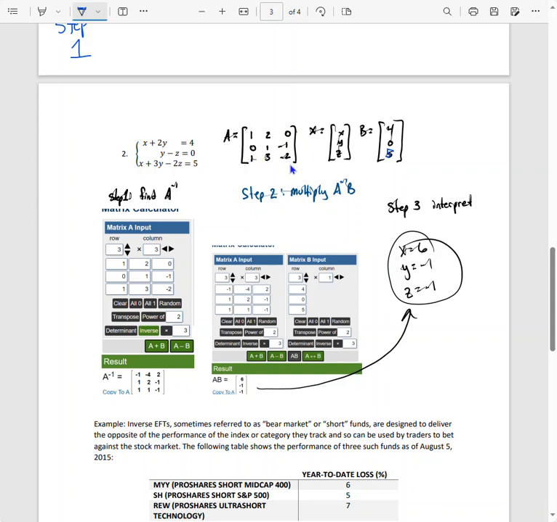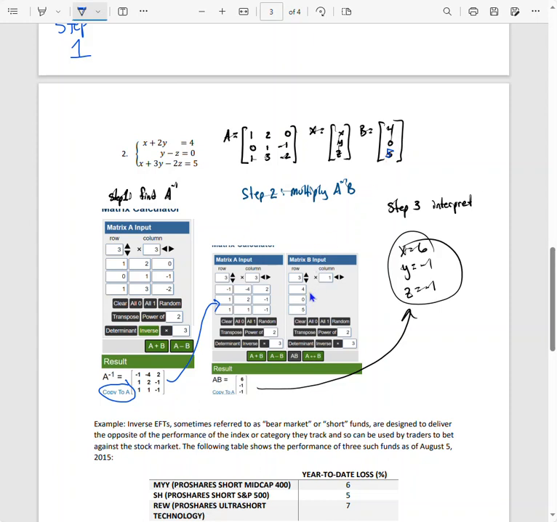So step 1, we're going to find A inverse by first inputting matrix A: 1, 2, 0, 0, 1, negative 1, 1, 3, negative 2. Have to know our dimensions first. We want to find the inverse. We're going to copy that over so that it's put right into our new matrix A.